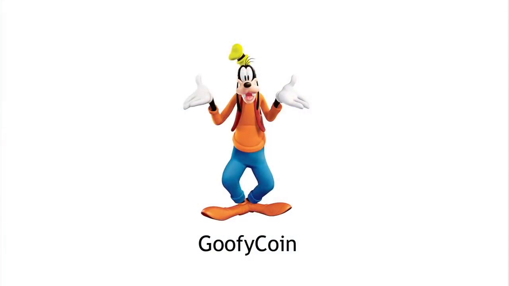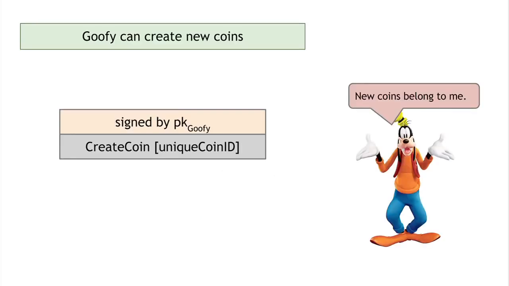And first, let's talk about Goofy Coin. Goofy Coin is about the simplest cryptocurrency we can imagine. And it works kind of like this. There are just a couple rules of Goofy Coin. The first rule is that Goofy can create new coins. Goofy can make a new coin whenever he wants, and when he makes a new coin, it belongs to him. So when Goofy makes a coin, it's represented by a data structure like this.